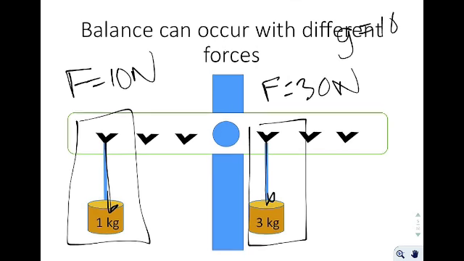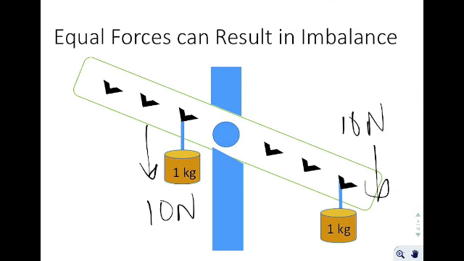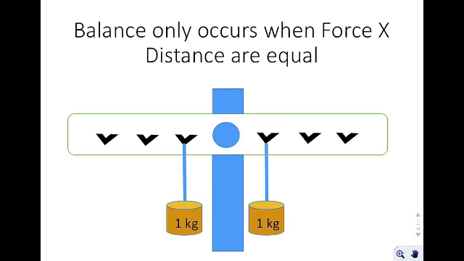Okay. We also had situations in which you have equal forces that result in an imbalance. Okay, so once again, you see a 10 Newton force here and a 10 Newton force here, and these are the same forces. And when we think about it in traditional force value, these things would cancel each other out. But they don't in this particular case because we have to look at the whole thing, where the force is being applied. We learned that balance only occurs when the force times the distance are equal.